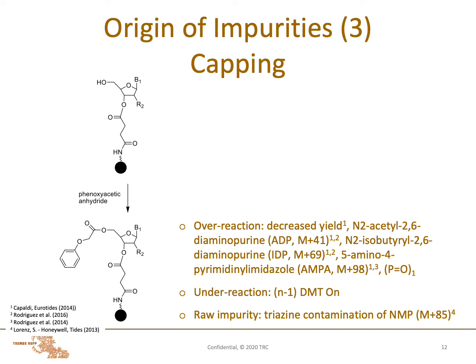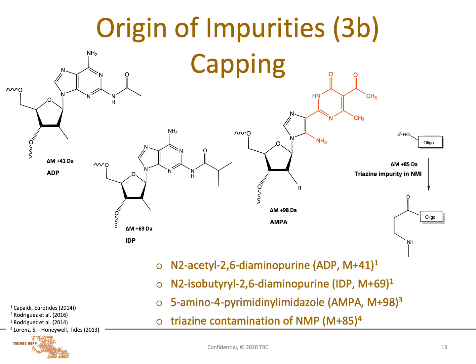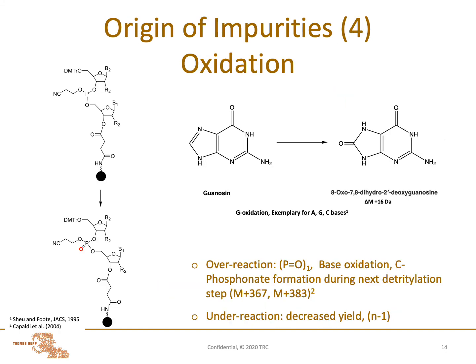And a raw material induced impurity is the triazine contamination of the NMP. That's the plus 85 one that has been described by Honeywell in 2013. Here are the structures of these impurities at your convenience. The next reaction is the oxidation reaction.